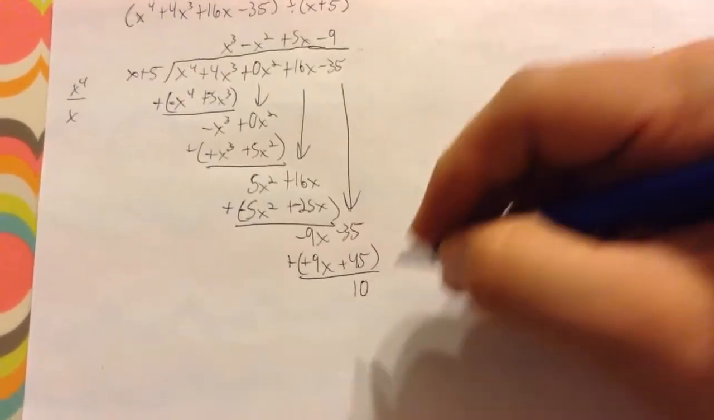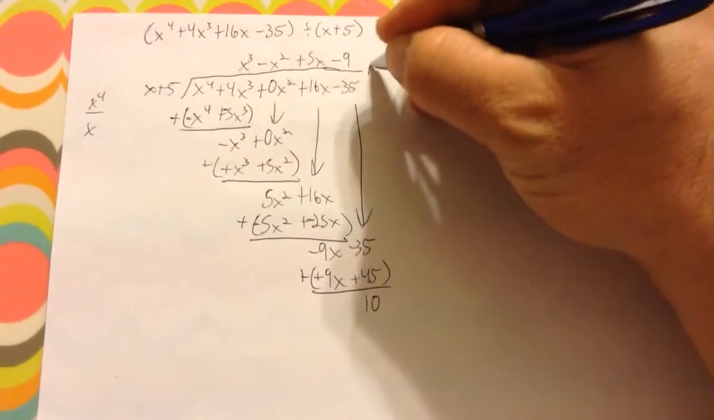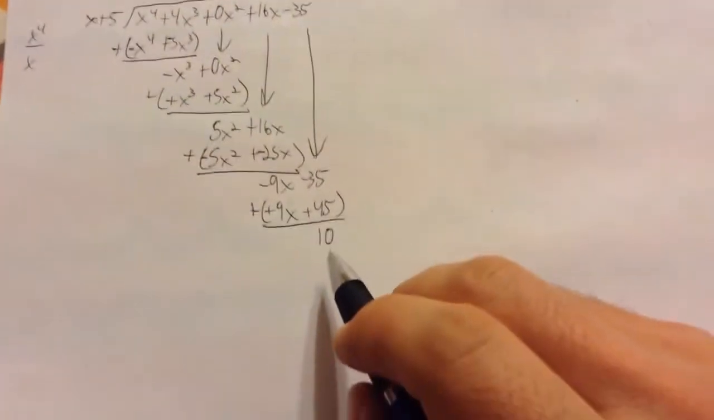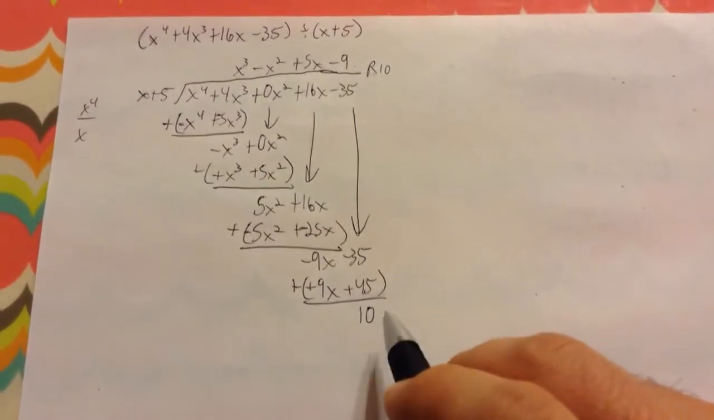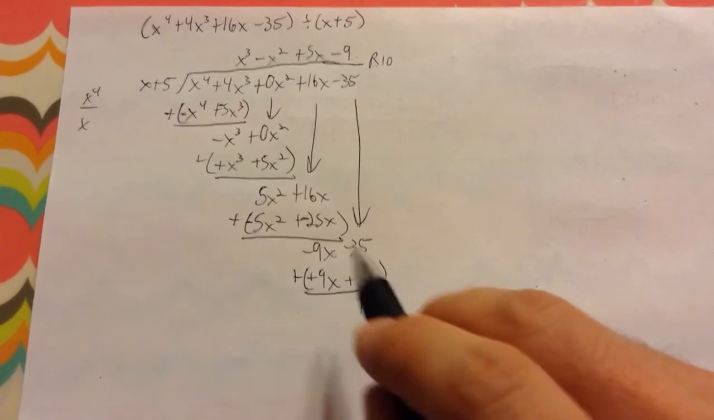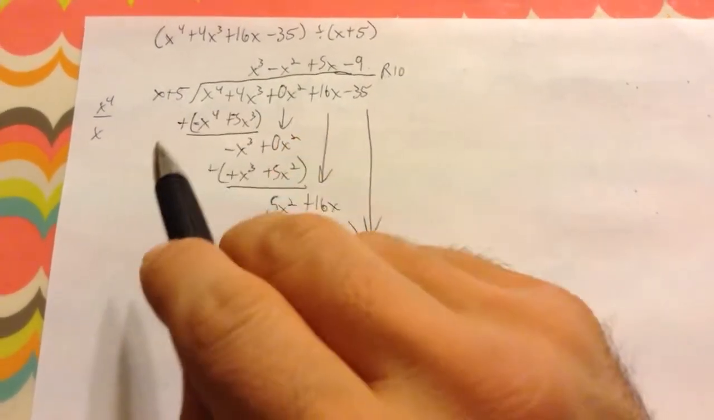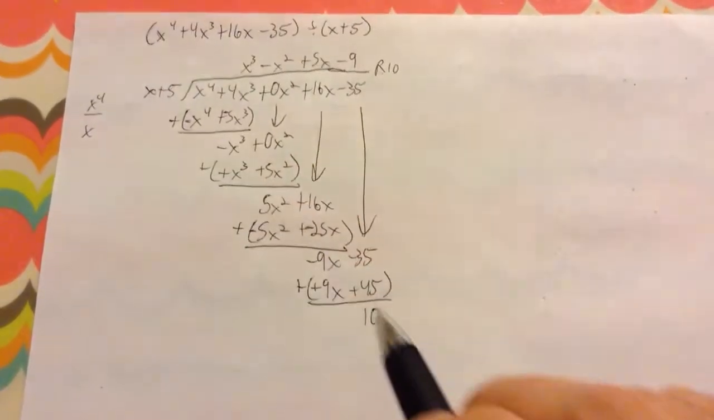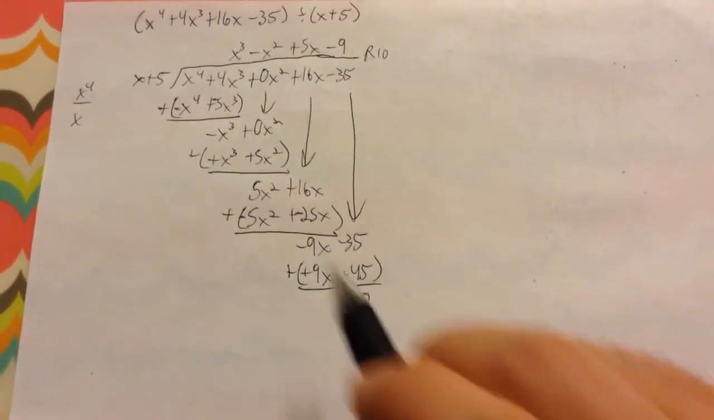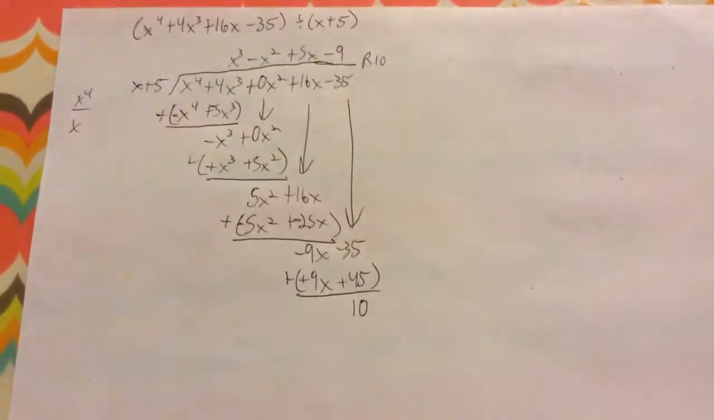This gives me 10, and I know that this is going to be my remainder. The reason I know that is because this is a degree of 0 because it has no x with it. Degree 1, degree 2, degree 3, degree 4. Remember, this is degree 1 on the outside, so once this gets lower than degree 1, you cannot divide anymore.